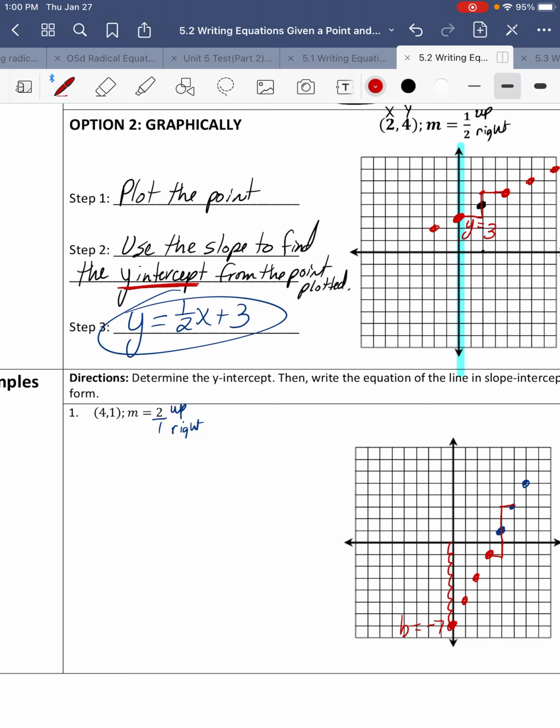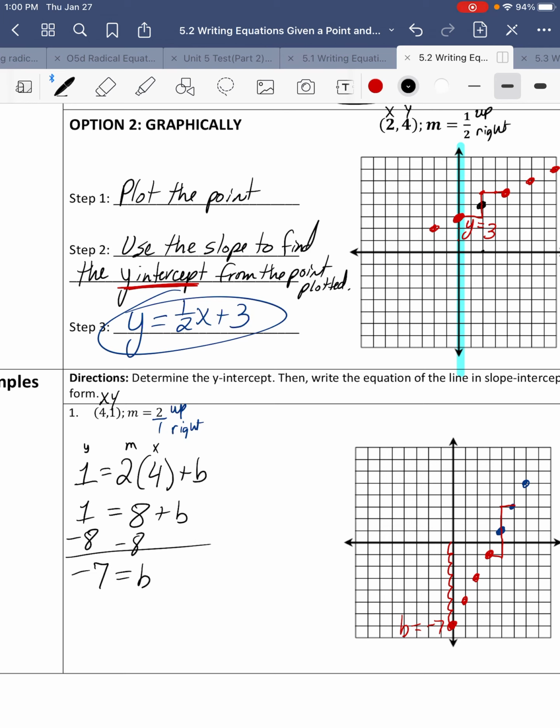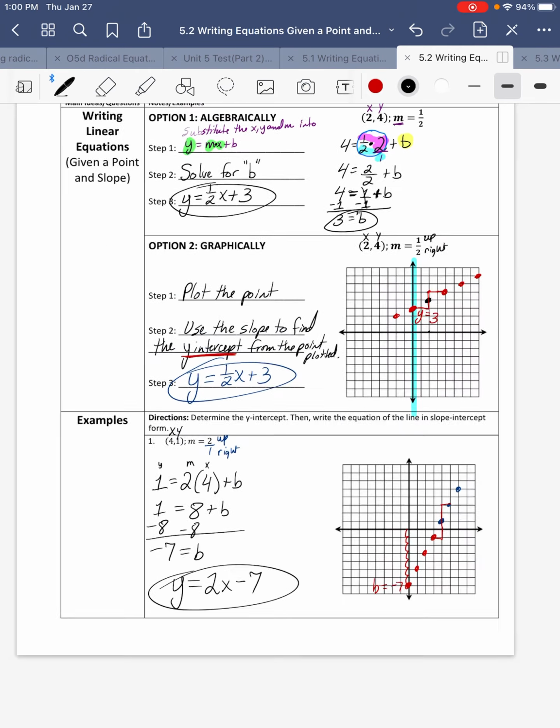So that's graphically, and let's do this algebraically. The algebraic way, we're going to get the same exact answer, hopefully. So x, y, and our m is 2. We know the m is 2, the y is 1, the x is 4, so 2 times 4 plus b. So this is your y, m, x. 2 times 4 is 8, plus b, we're going to subtract 8, you get -7 equals b. So you have y equals the slope, x, plus -7 or subtract 7.